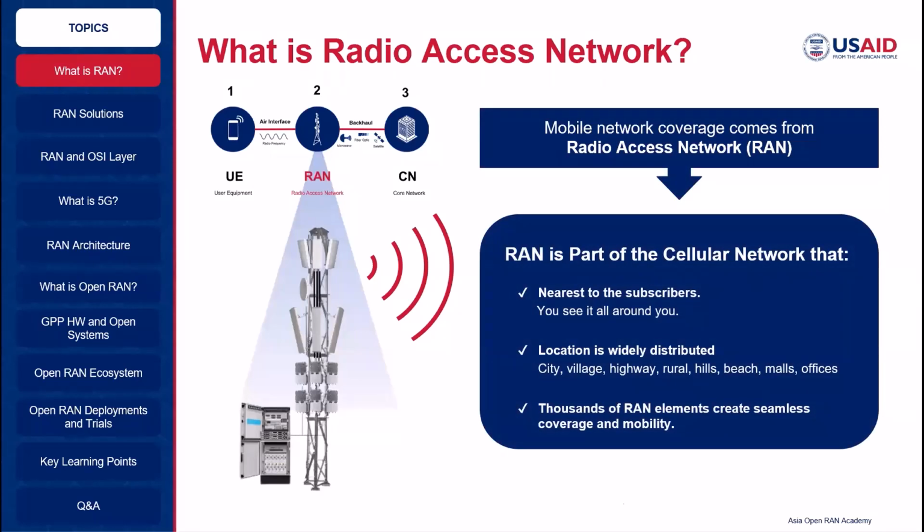So it's almost around us. The location is widely distributed. You can see it everywhere: city, village, highway, rural areas, hills, beach, malls, and offices. Probably after this session, your third eye will open. Your radio access network third eye will open. So what do I mean by this?